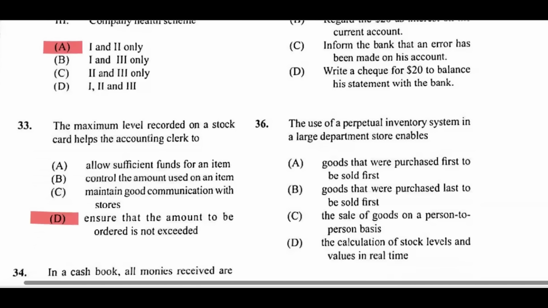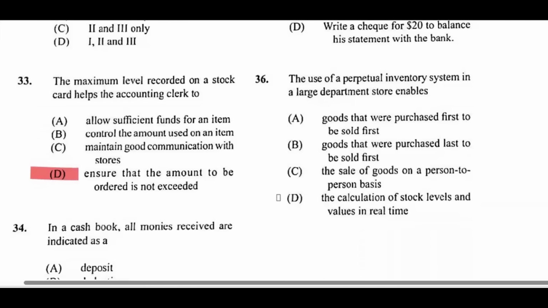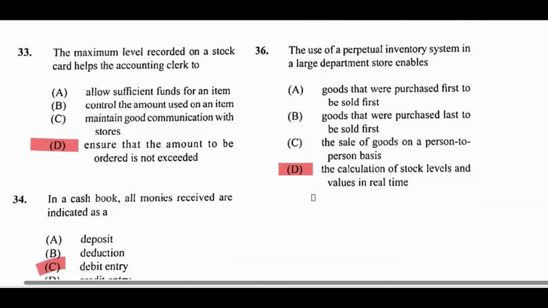36. The use of a perpetual inventory system in a large department store enables goods that were purchased first to be sold, no. Goods that were purchased last to be sold. The sale of goods on a person-to-person. Calculation of stock levels and value. The answer is D. The calculation of stock levels and values in real time. D.